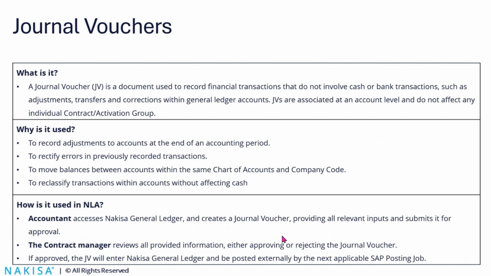So how is it done? The user will come to Nakisa General Ledger and create a journal voucher, providing all the relevant mandatory inputs in it and submit it for approval. Once you create it, it still needs to be approved by the manager. So it has to follow its workflow process like any other process we have in Nakisa. The manager will review it and either approve it or have the choice to reject it. Once the journal voucher has been approved, you will see that it is automatically ready to be posted externally.